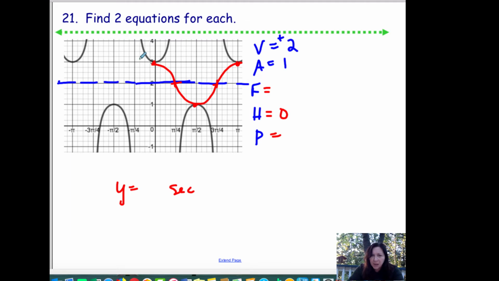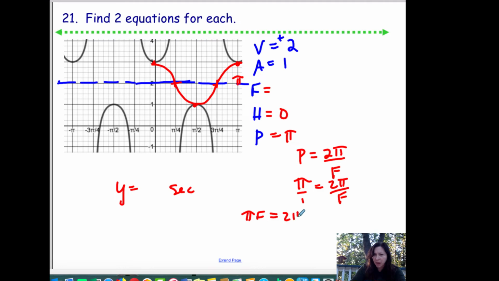The period goes from, if you look down here, this is pi over 2. So this is pi. So in this case my period is pi. If my period is pi, periods are equal to 2 pi over my frequency. So pi is equal to 2 pi over my frequency. Cross multiply, I get pi times my frequency equals 2 pi. Divide. Frequency equals 2 pi divided by pi. So my frequency is 2.